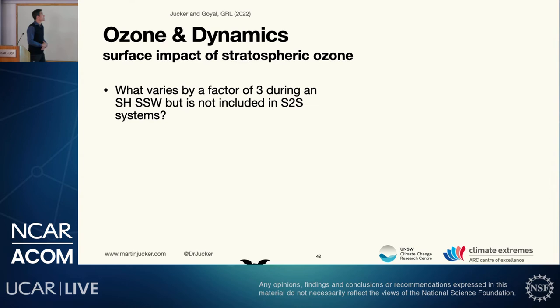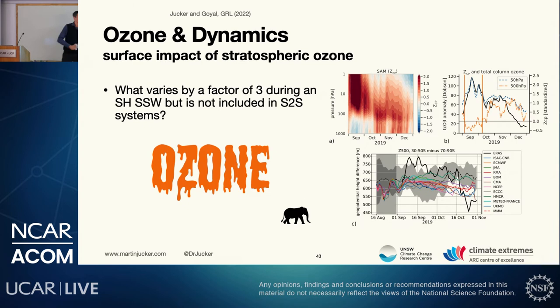And so here's the question. What varies by a factor of 3 during a southern hemisphere southern warming but is not included in any seasonal forecasting system? 1, 2, 3. Thank you. Exactly. I got to use that font once more. The ozone, which is the big elephant in the room.